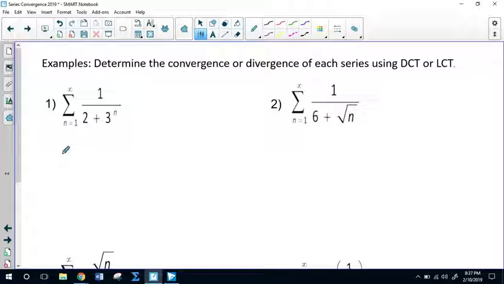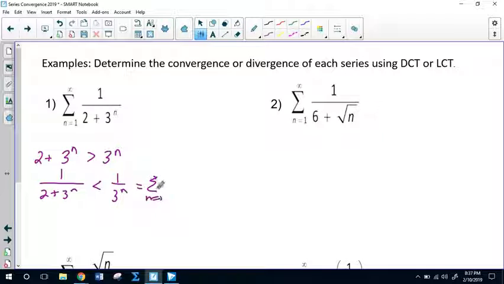I'm going to start by doing it how I have done in the past, but you certainly do not have to do it this way. You can skip this whole step here. I know that 2 plus 3 to the n would be greater than just 3 to the n, which means the reciprocal, 1 over 2 plus 3 to the n, would be smaller than 1 over 3 to the n. And this series, which I'm going to write as the sum from 1 to infinity of 1 over 3 to the n, converges, and that's because it's geometric.